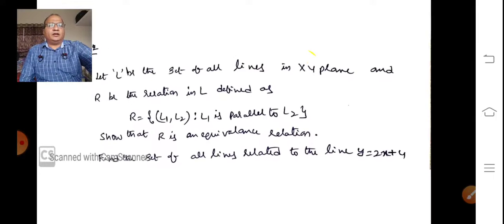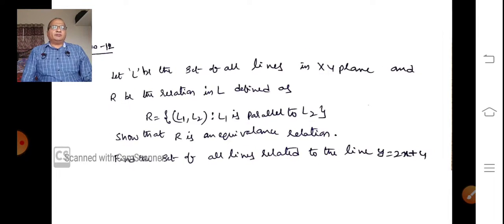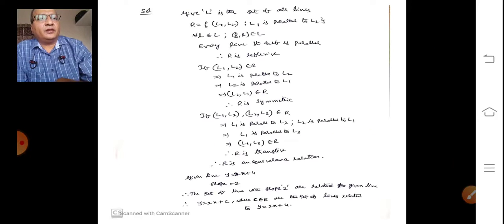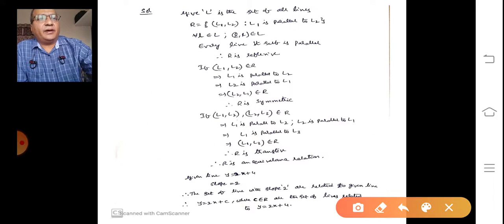Next. See the 12th problem. Let L be the set of all lines in the xy plane and R be the relation defined as R equal to (L1, L2) such that L1 is parallel to L2. Show that R is an equivalence relation. Find the set of all lines related to the line y equals 2x plus 4. Now here, this example we already discussed two times on the green board, and the next day once again I took this as an example in the notes. Now once again the same problem came here. See here, every line is parallel to itself.